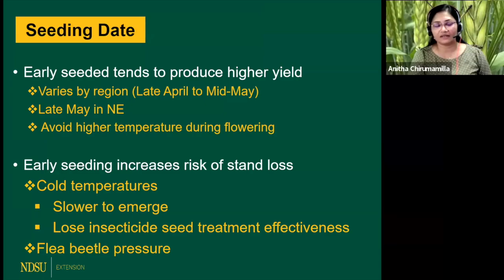Coming to the seeding date, it varies by region in North Dakota. However, the general rule of thumb for canola is to go for early seeding, because early seeding has been shown to produce high yields. In North Dakota, the planting dates are from late April to mid-May. This is general, but the exception is Northeast North Dakota, where you can push that seeding date to late May without any effect on the yield.